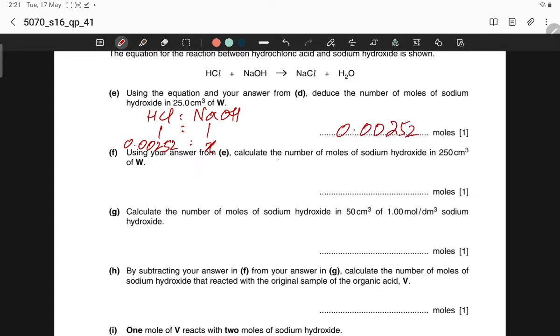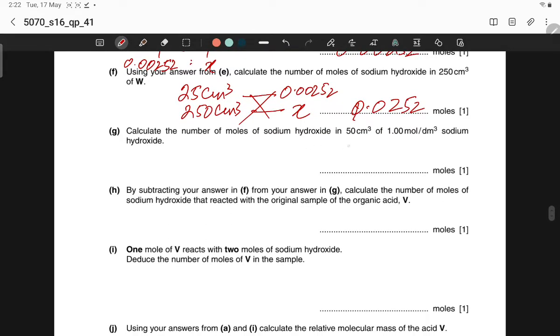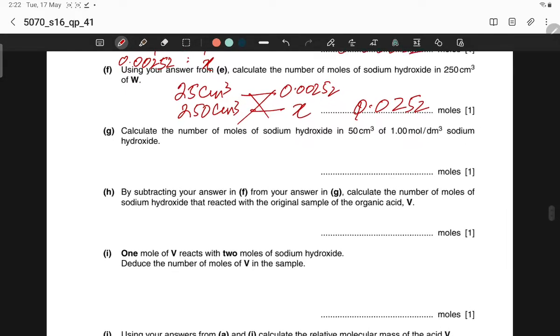Using your answer from E, calculate the number of moles of sodium hydroxide in 250 centimeter cube of W. 25 centimeter cube contains 0.00252, so what moles are present in 250 centimeter cube? So cross multiplying, the answer is 0.0252. Calculate the number of moles of sodium hydroxide in 50 centimeter cube of 1 mole per dm cube sodium hydroxide.